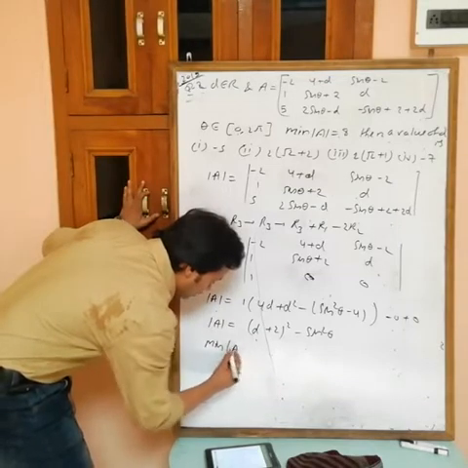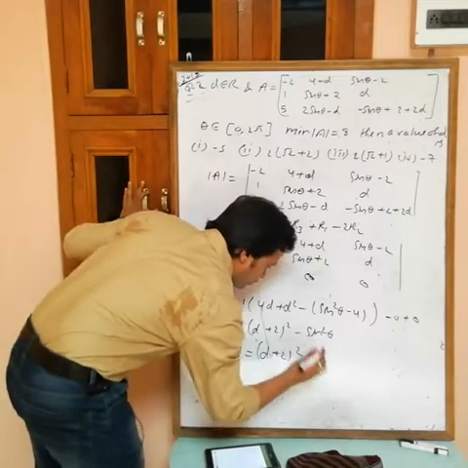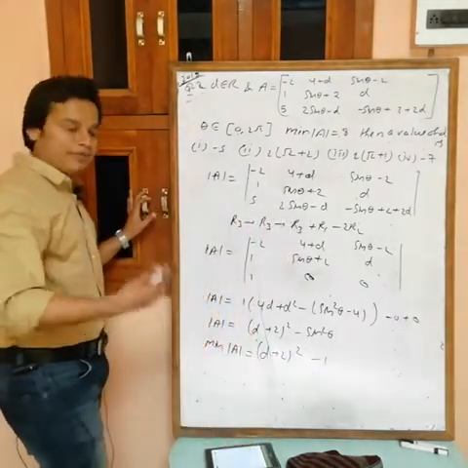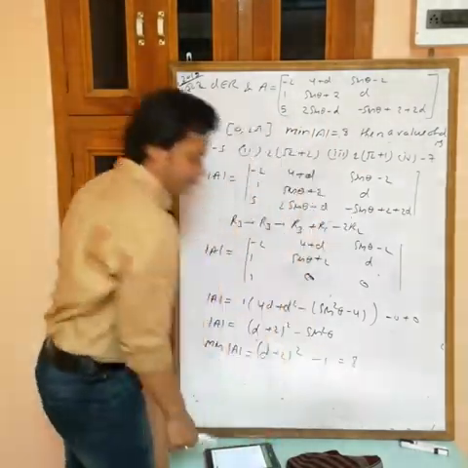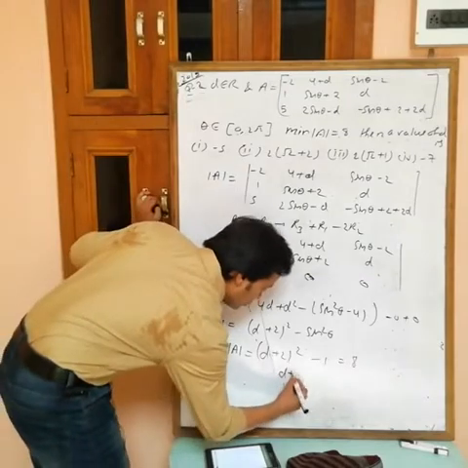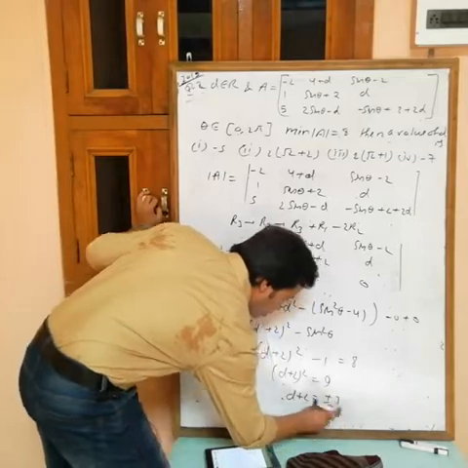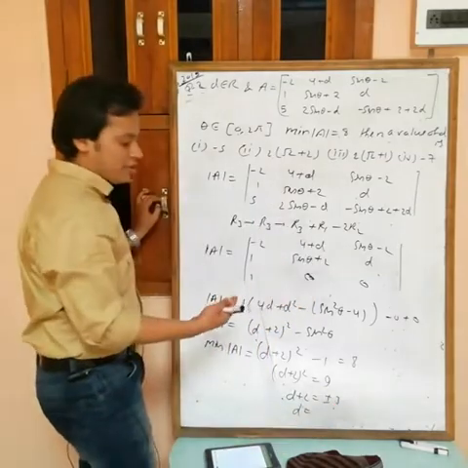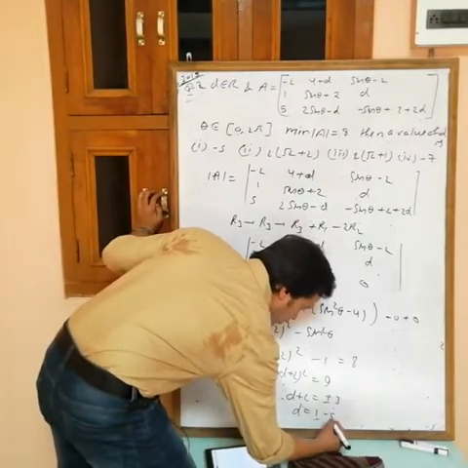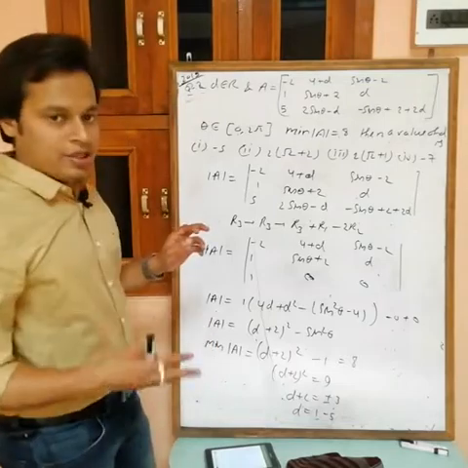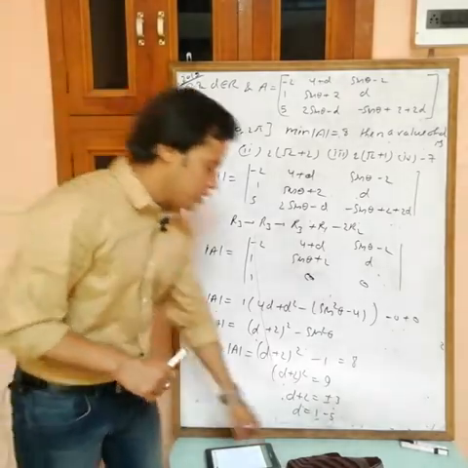So the minimum of determinant A equals D plus 2 whole square minus 1. I am taking the maximum value of sin square theta, and it is given that the minimum of determinant A equals 8. Now equate: D plus 2 whole square equals 9, D plus 2 equals plus or minus 3. If you take the plus sign, you get D as plus 1; if you take minus, you get minus 5. So the value of D is either plus 1 or minus 5. Minus 5 we have in the options, so that is the correct answer.